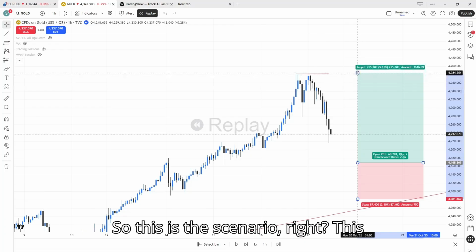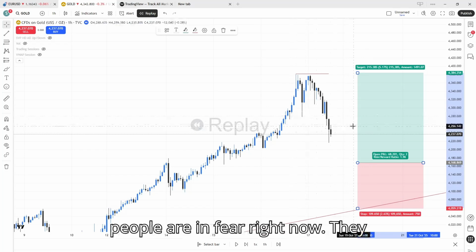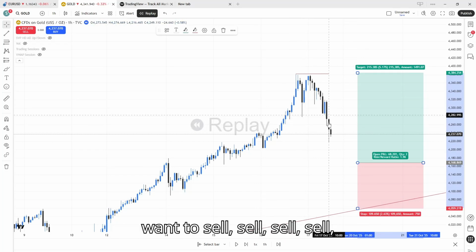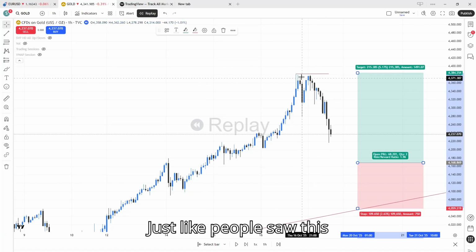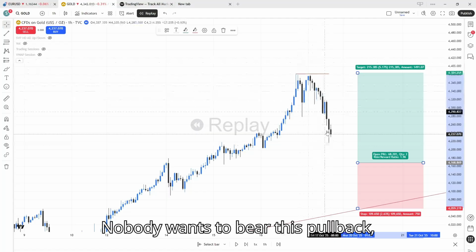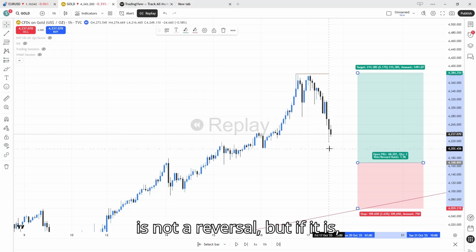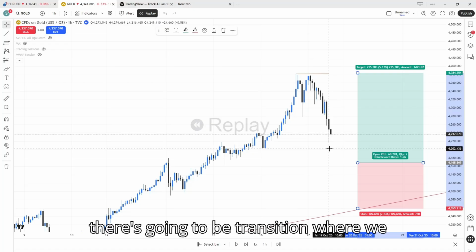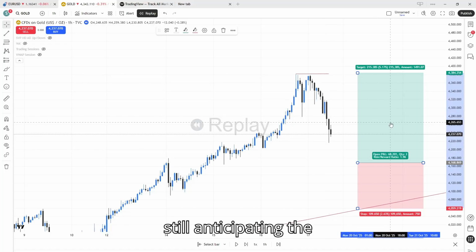So this is the scenario, right? This is going against the herd. People are in fear right now. They want to sell, sell, sell, right? Just like people saw this and they came back and took their profit. Nobody wants to bear this pullback, right? Hopefully this is not a reversal, but if it is, there's going to be a transition where we can actually see. But right now we are still anticipating the buys.